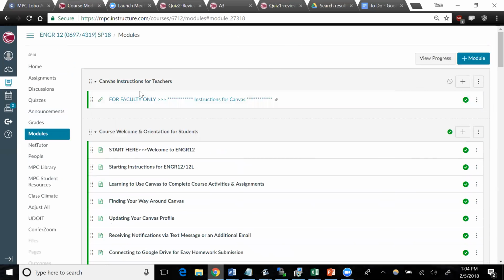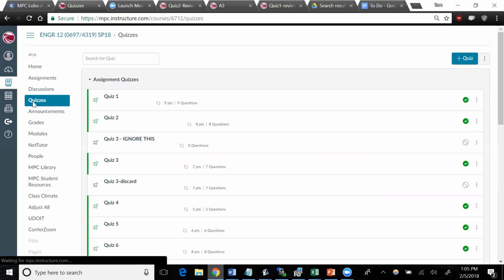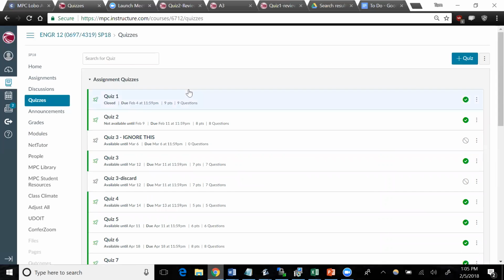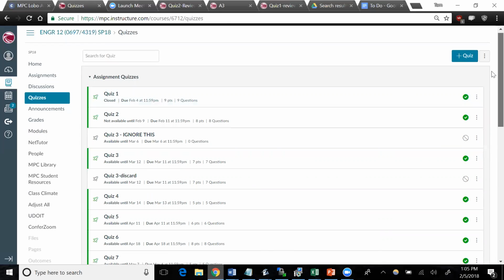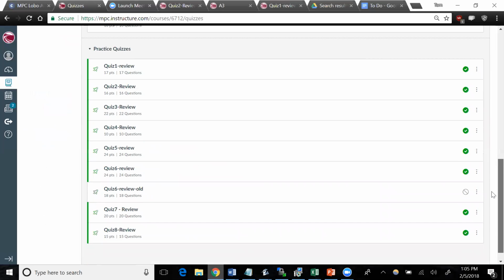Another way you can look for it is you just click on quizzes. If you click on quizzes, there are 2 types of quizzes. There are assignment quizzes, which are what you're going to get graded on. And then if you scroll down, there's practice quizzes, where you can do all your practice. And they're labeled accordingly. So that's how you find them in Canvas. If you didn't get that, that's okay.